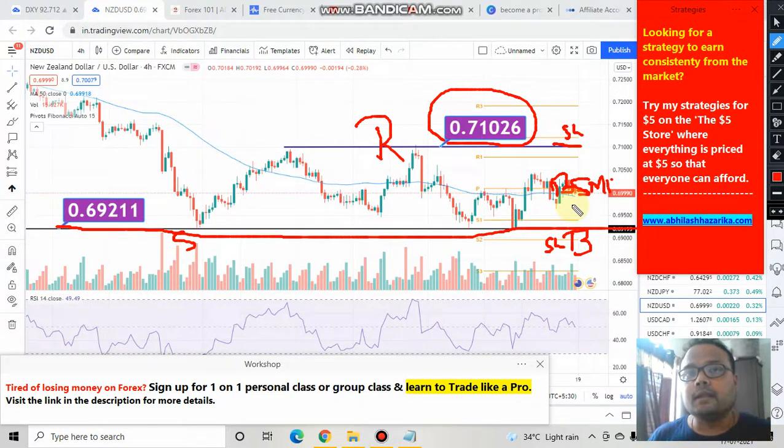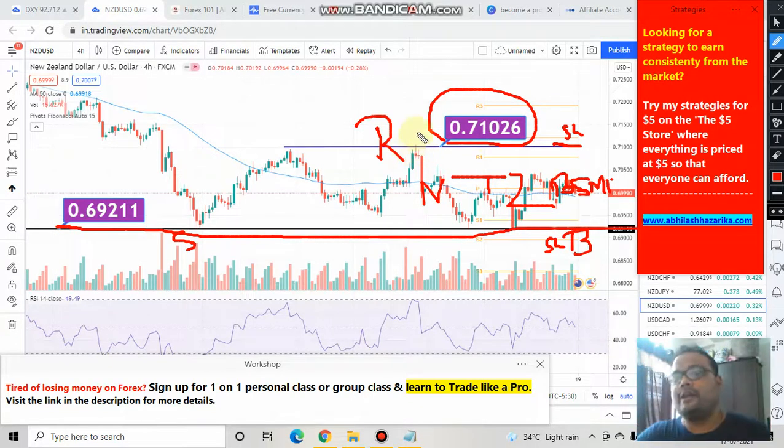Considering this factor only, we can clearly come to the conclusion that this is our no trading zone. As long as the market is trading in this range, we do not need to trade. Just avoid NZDUSD as long as it is trading in the middle. Only look for buying or selling opportunities at this level, at the resistance, or at this support level.